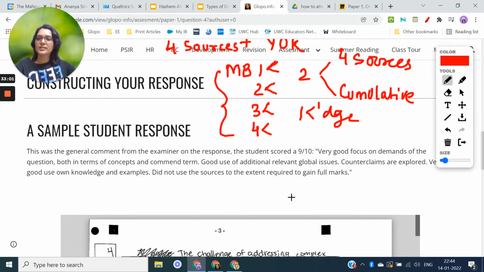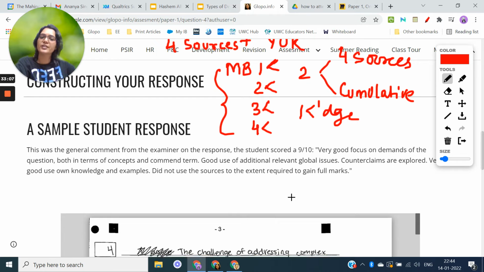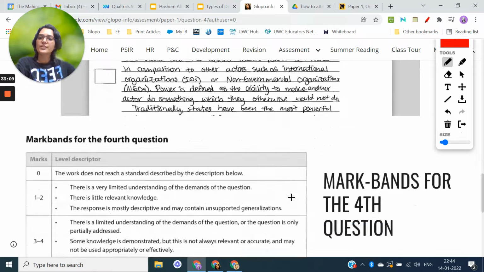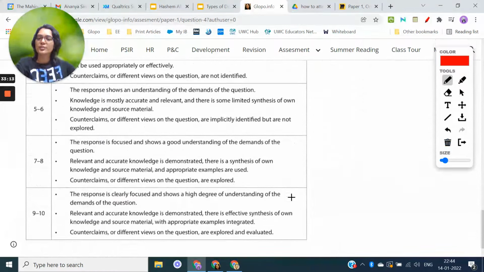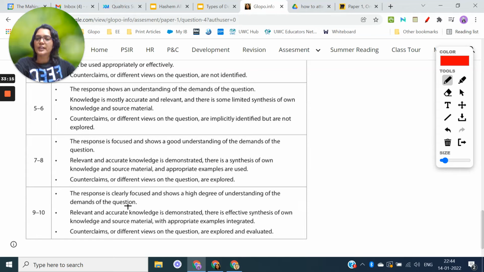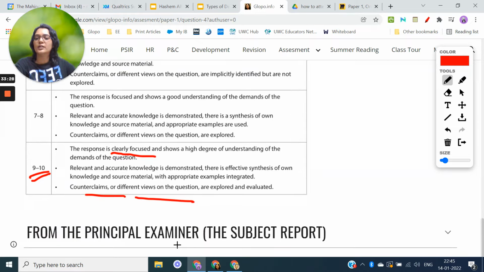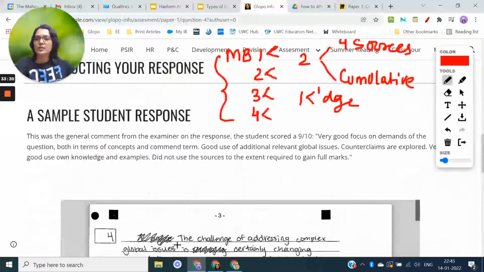Now let's see further. This is the sample student response and already it is given 9 to 10. You can refer to this one and this is your mark bands, the rubric. If you are aiming for this band, then refer to this one. Clearly focused, high degree of understanding of the demand, relevant and accurate knowledge, counter claim and the different views are given for this one.